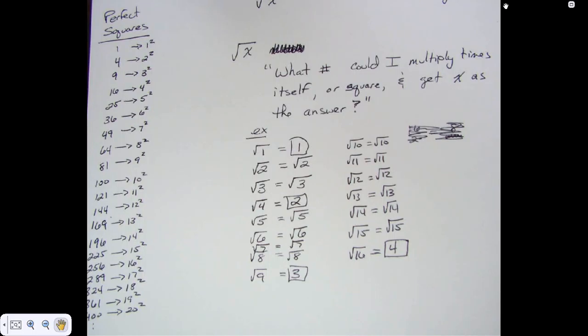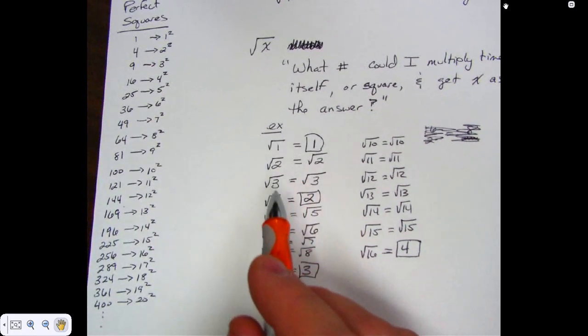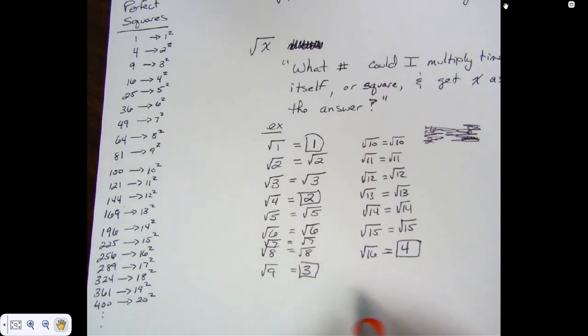So for the first 16 whole numbers, when I took the square root of them, I can only answer the question 4 out of 16 times, 25% of the time. So most square roots actually don't come out even, do they? So we need to have a way to simplify them, and that's what we're learning today. Now, is there any correlation between the numbers that came out even when I took the square root of them and my perfect squares over here?